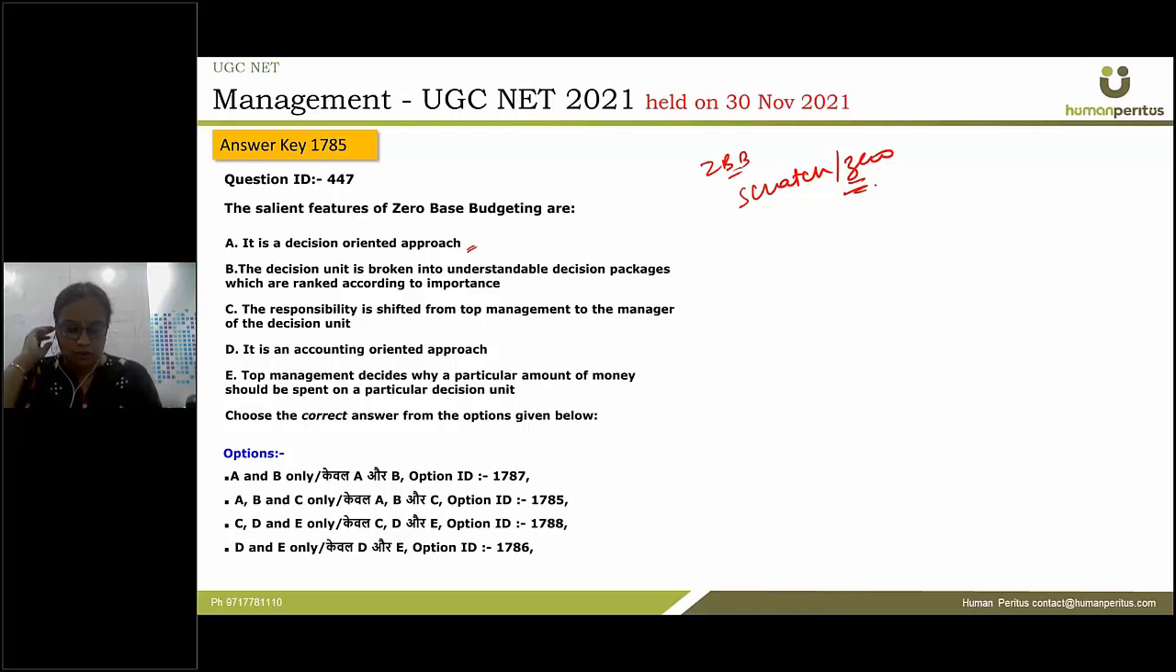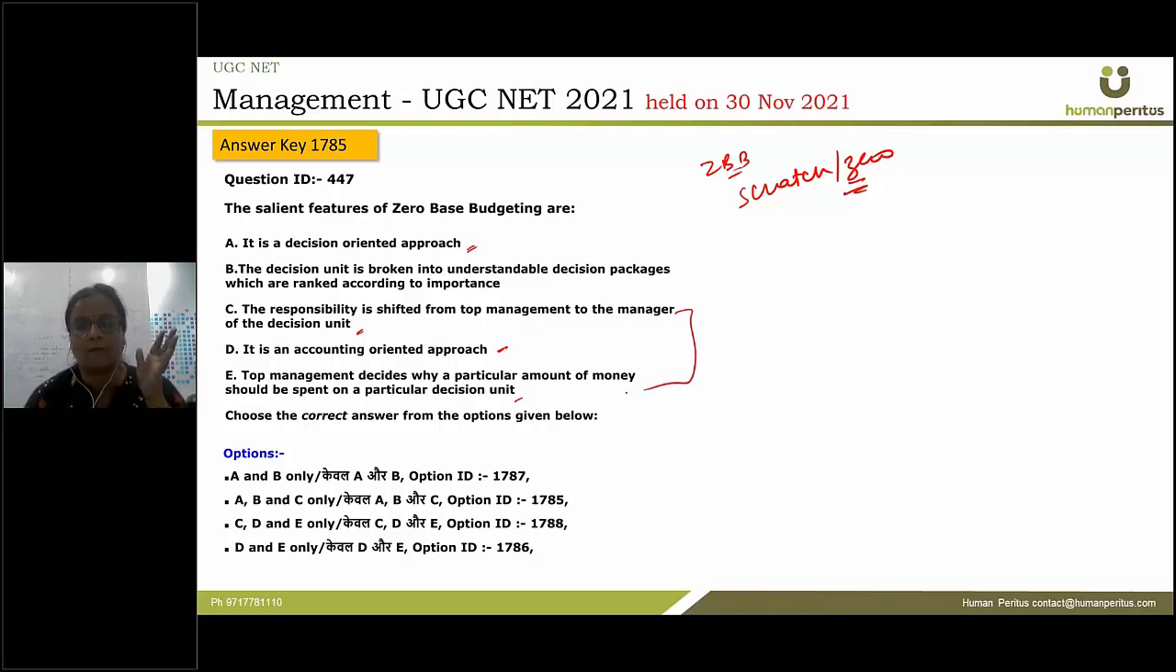Okay, now if you look at the options, it's a decision-oriented approach or it's an accounting-oriented approach. These are two opposite statements. Either of the two should be correct, right? And if you look at options C and E, in C the responsibility is shifted from top management to the manager of the decision unit, and in E they are saying top management decides why a particular amount of money should be spent on a particular decision unit. So again, C and E are two opposite statements.